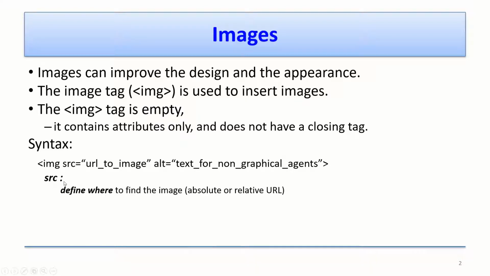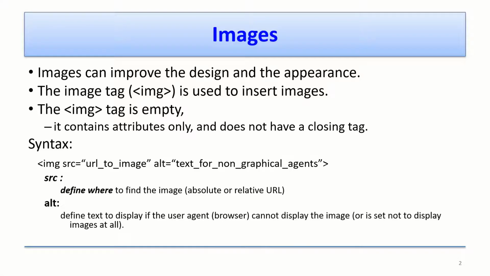So first one is src, source. It defines where to find the image. It may be absolute or relative. And then ALT, that is basically a textual description of the image, right? Because sometimes the image cannot be displayed in the web page. In that time, by using this ALT, the user can get an idea about the image, right? So once you set the description, it will be displayed, right?